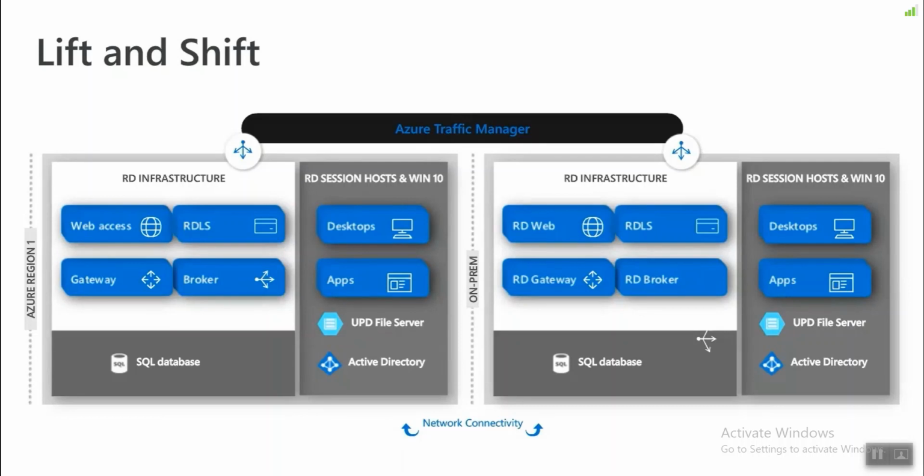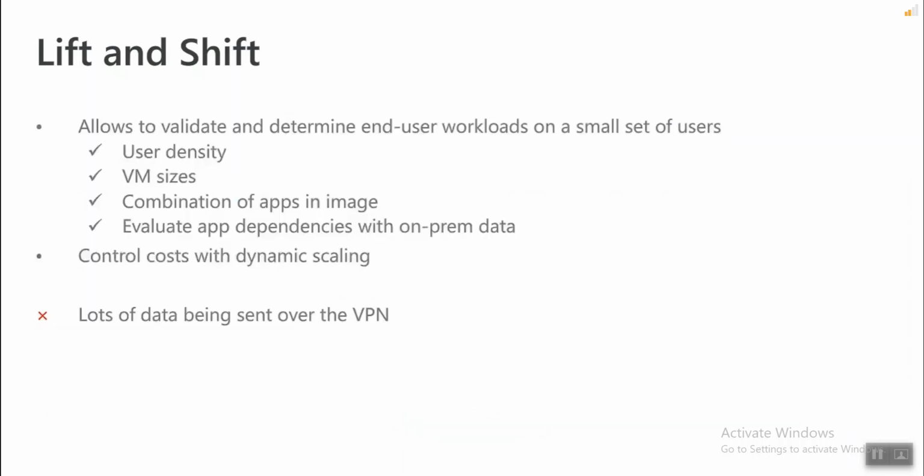You create an exact replica on Azure. You test it out with Azure being the active and the on-prem being the passive. And then once everything is done, you can get rid of your infrastructure components from on-prem. So what the lift and shift method allows you to do is migrate small sets of users and determine what is the optimal user density that you can have per VM, and what are the right VM sizes for the chosen set of applications.